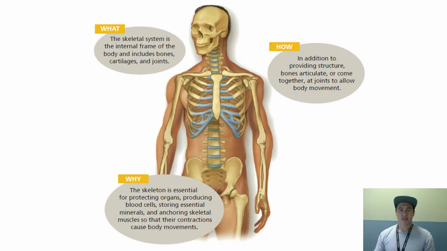So our skeleton is the internal frame of the body, and it includes bones, cartilages, and joints. In addition to providing structure, bones articulate or come together at joints to allow our bodies to move. The skeleton is essential for protecting organs, producing blood cells, storing essential minerals, and anchoring skeletal muscles so that when they contract, they cause movements.